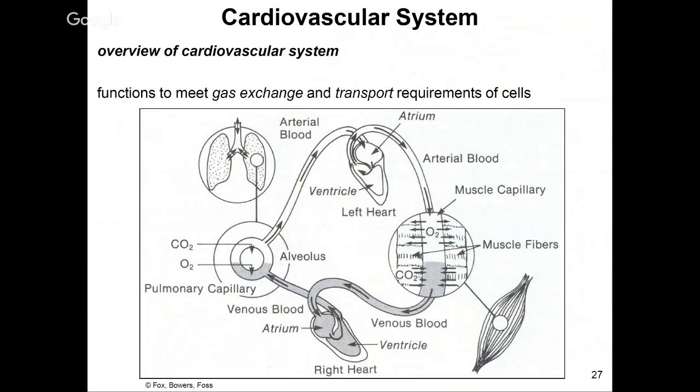So you have incoming blood from the body that collects in the right atrium. When the ventricle is ready, the valve there opens up and the blood falls down into the ventricle. It's a one-way valve, so it closes and the right ventricle squeezes. The blood travels to the lungs, and here you can see oxygen coming into the blood and CO2 leaving the blood.